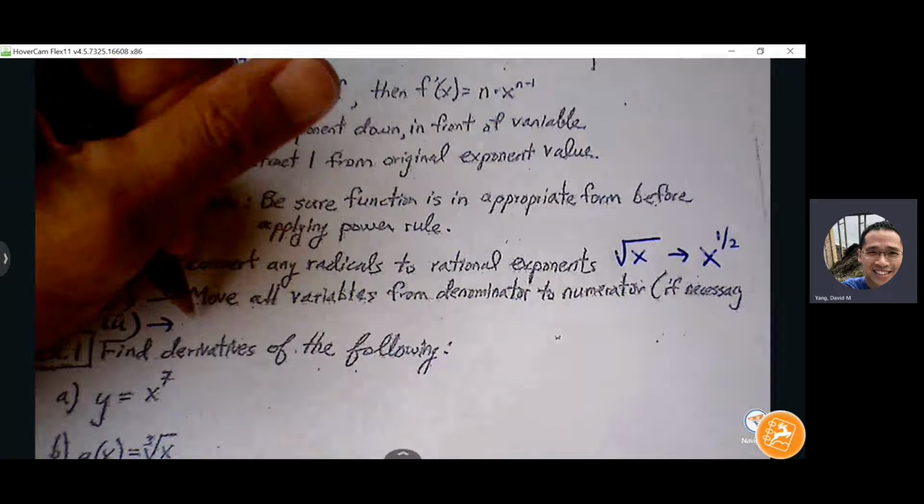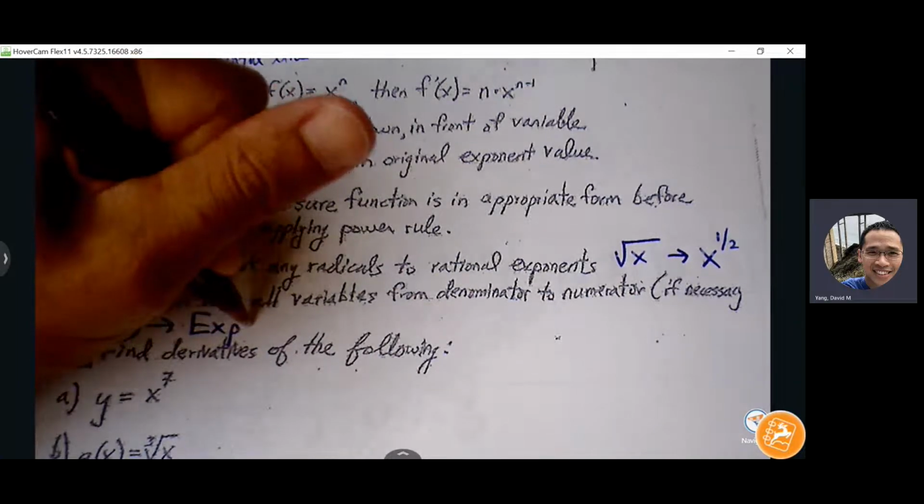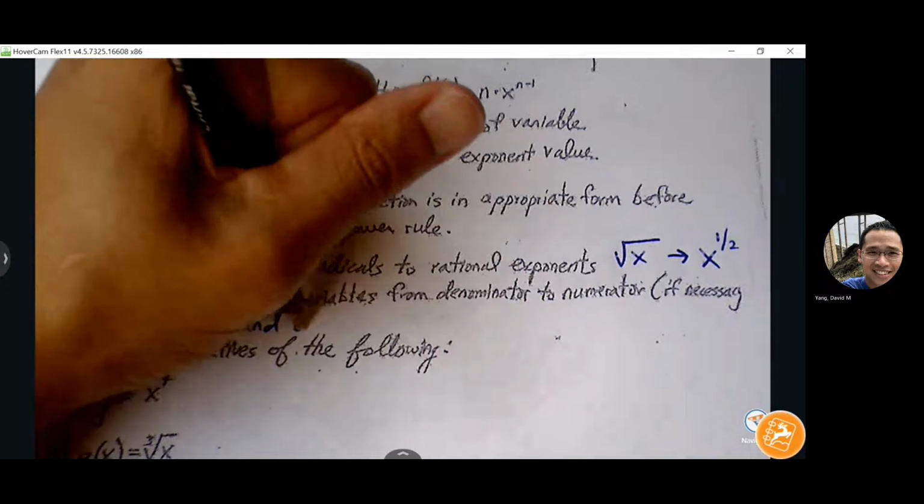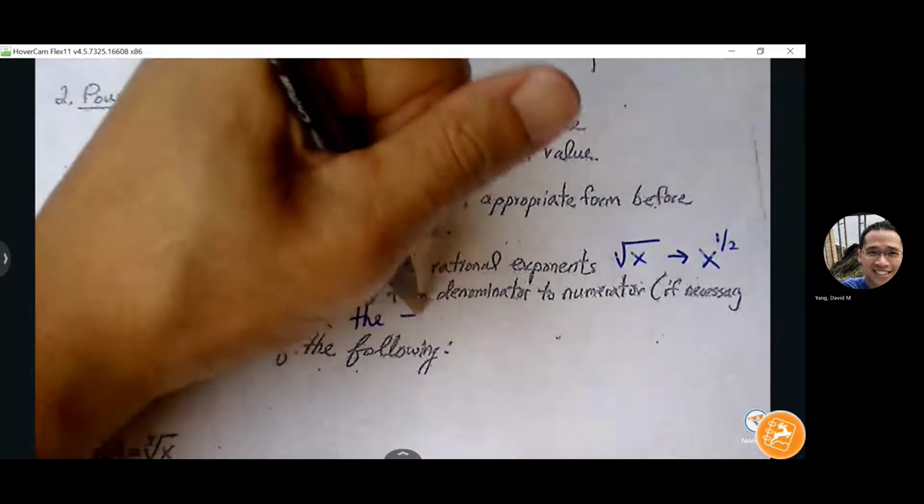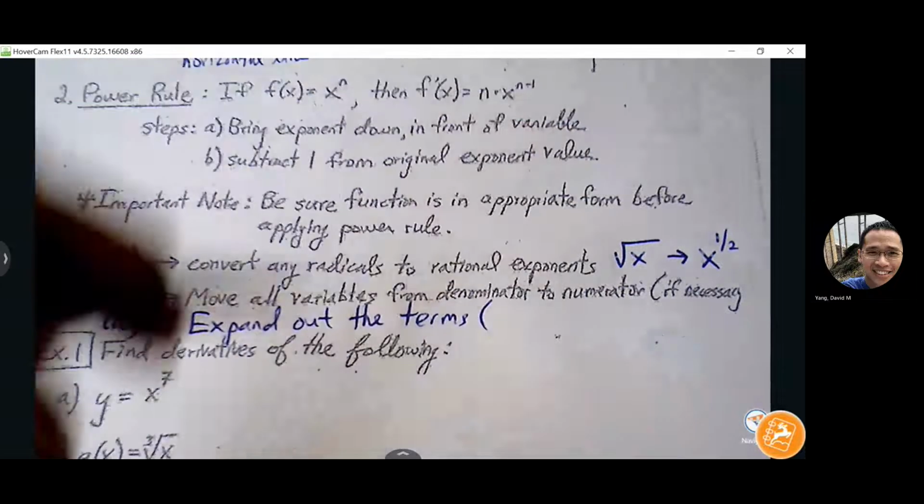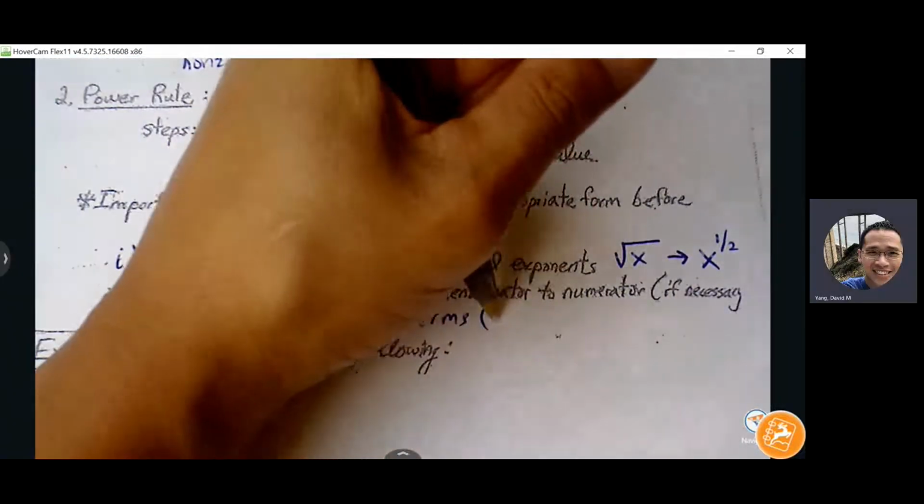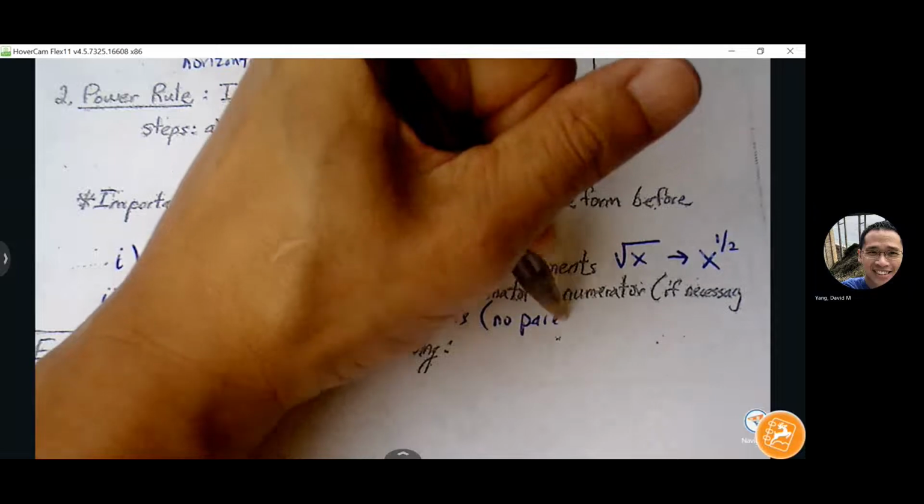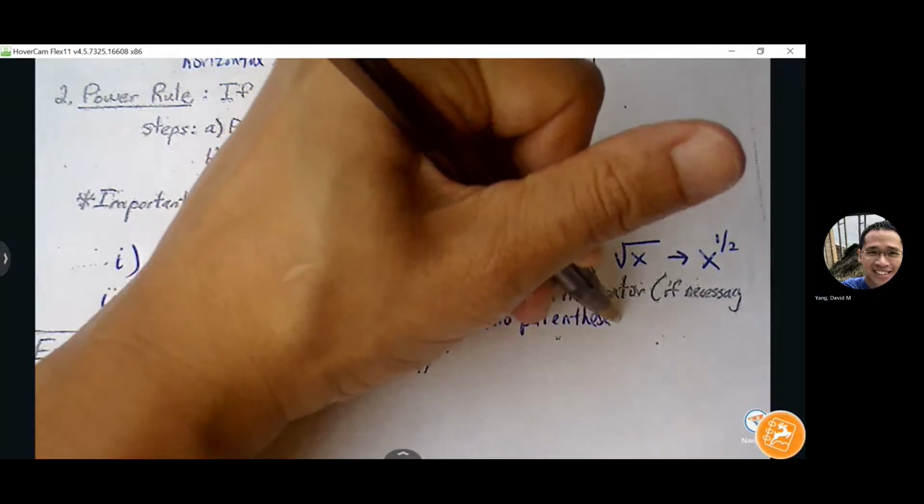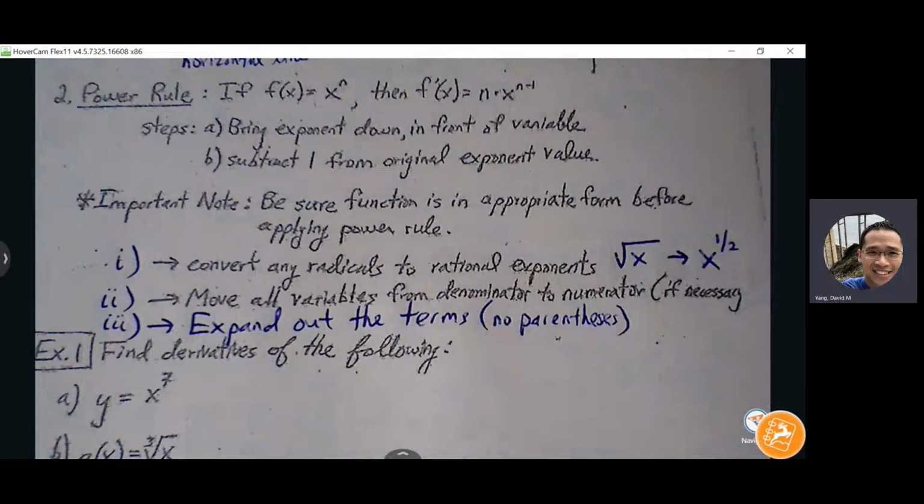And the third thing I forgot to put down for you guys is we need to expand all terms. In other words, no parentheses. If you see parentheses in the problem, we can do the derivative process for that problem, we just haven't learned about it yet. But if we want to do power rule, we have to resolve all parentheses. If there are parentheses in the problem, chances are it's not ready for power rule.